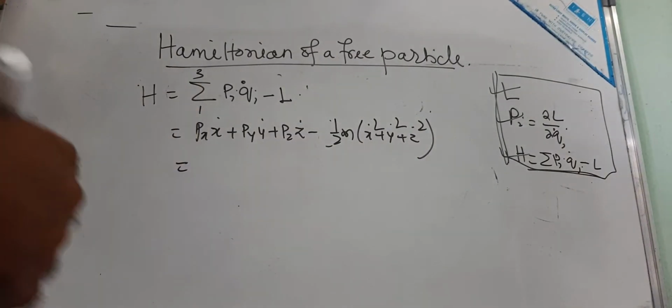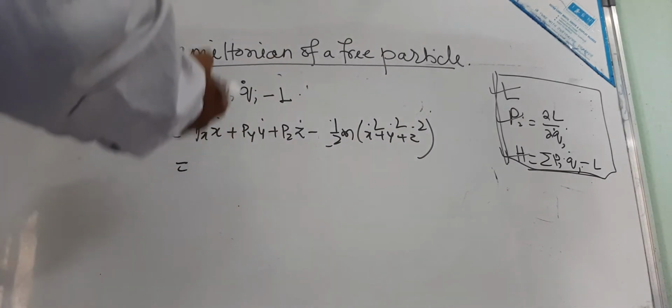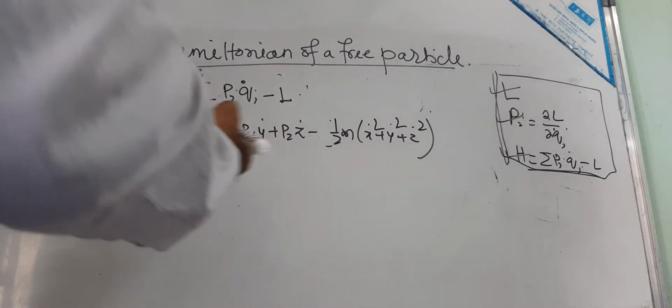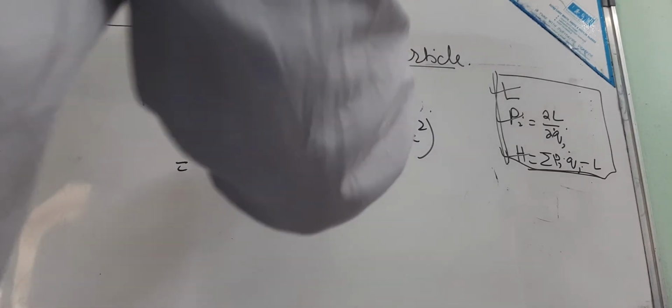We have T equal to half of m times (x dot square plus y dot square plus z dot square). So Px equal to how much? Px equal to, in Cartesian. This I am doing in the Cartesian coordinate system.